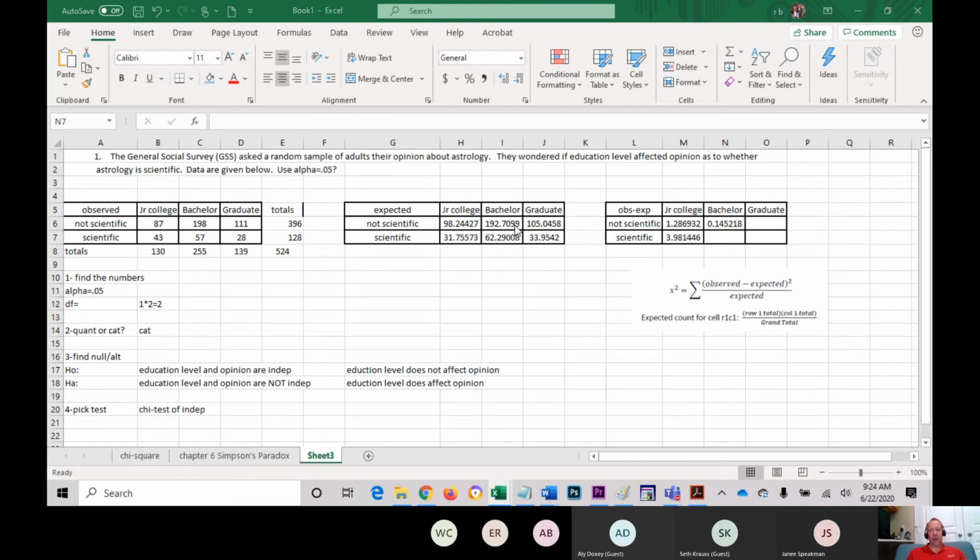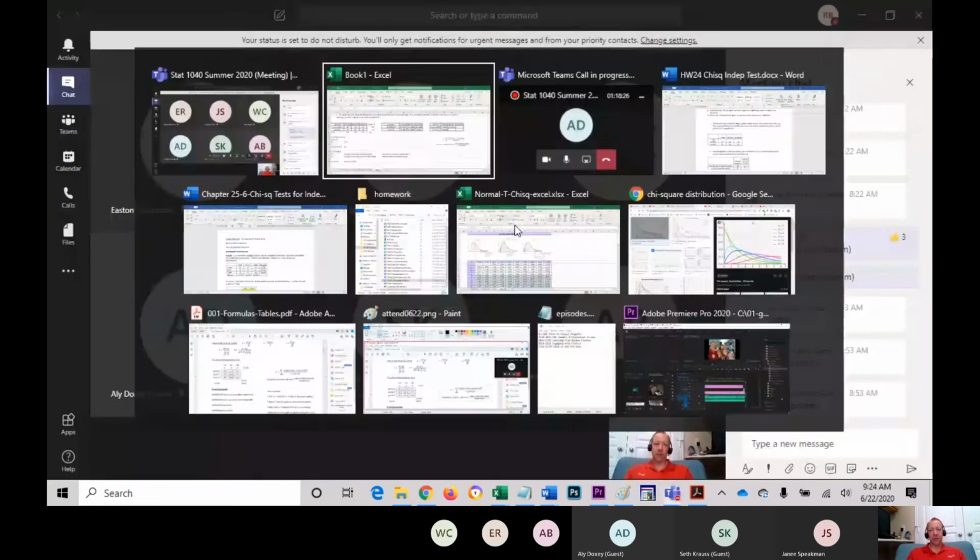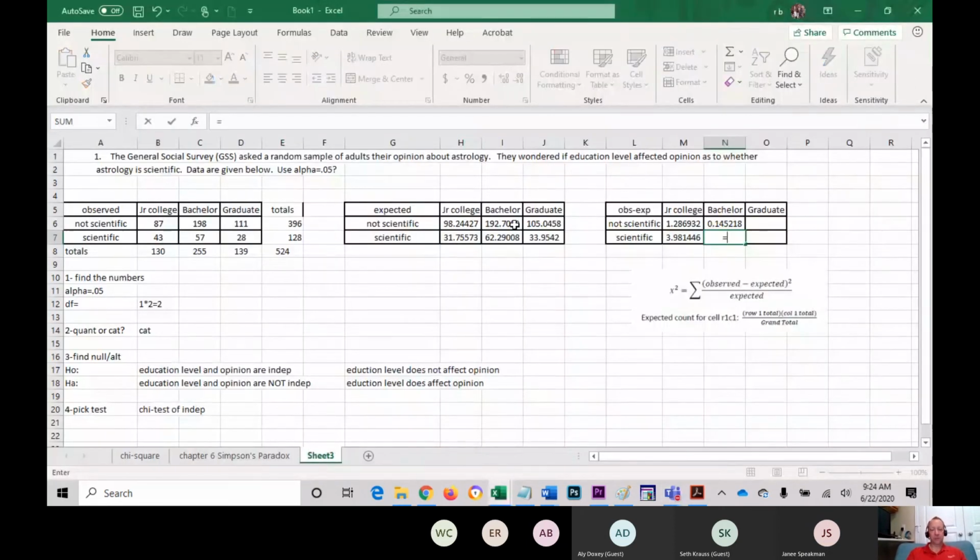All right. Now, whose turn is it? It must be Wes's turn. All right, and in this case, we're going to go the 57 minus the 62.29008 and square that and divide it by that same cell. Okay.